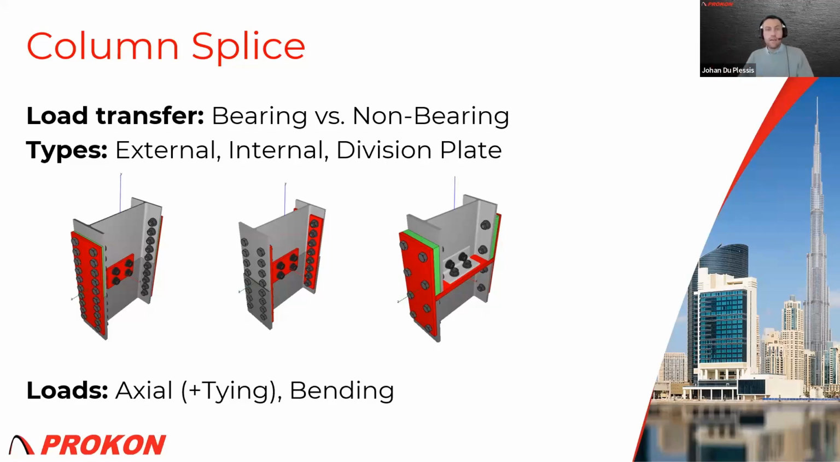Non-bearing types, on the other hand, have no bearing, so we assume that there's a small gap between the two sections, and both compressive and tensile axial forces must be transferred through the cover plates, and that's just the distinction that we have. But like I said, bearing types are the most common, and they also tend to be obviously the most economical ones. So typically you'll stay away from the non-bearing type.